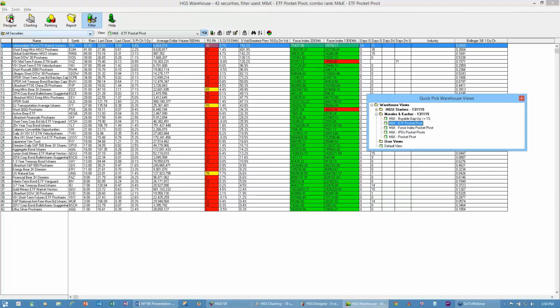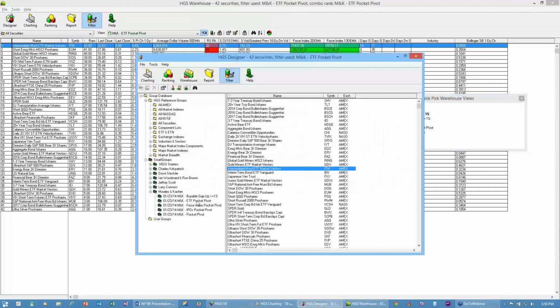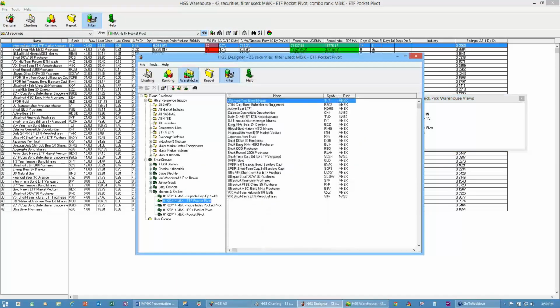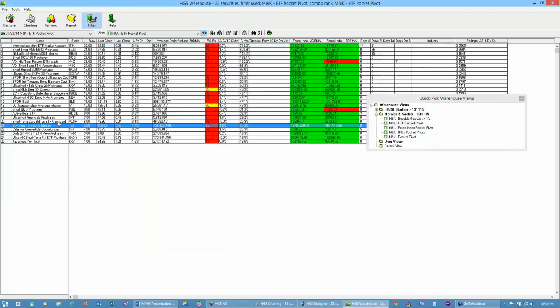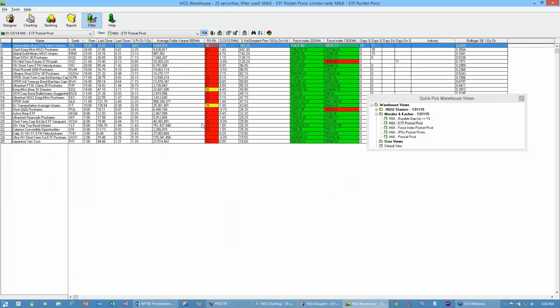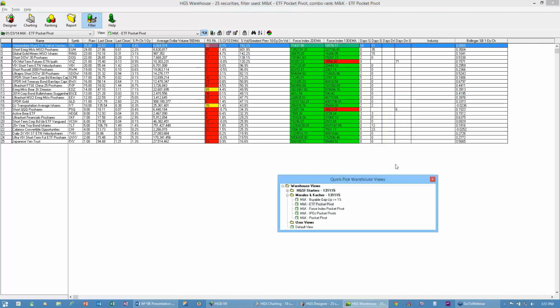Now if I go to the designer and click on that same folder, the smart group folder, you can see that it automatically cuts it down to 25. So if you want to see more candidates, use all securities. Make sure that the filter is applied. This icon up here turns the filter off and on. You just have to make sure that you engage the filter if you're using all securities.